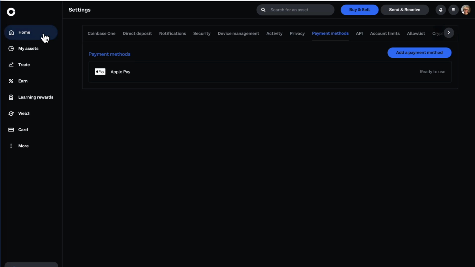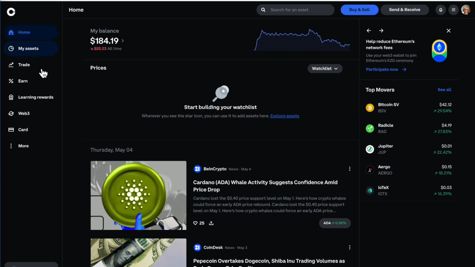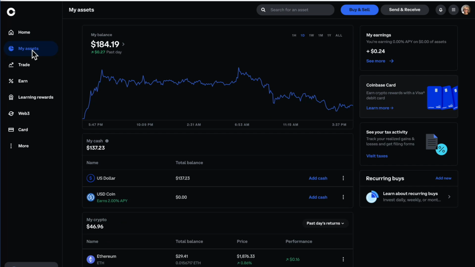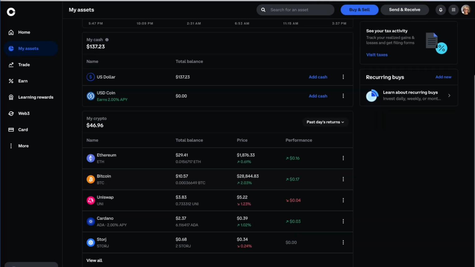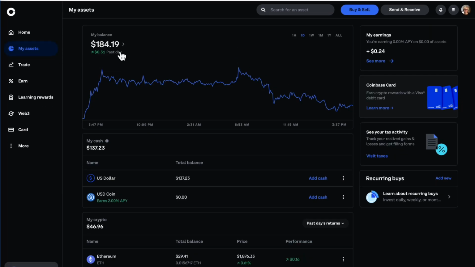You have your home page. Let's just open that up again. So let's just scan over this quick. So we have home. We have a list of your assets that are currently on this exchange. I don't have much, but this is what I have. There is a trade tab.